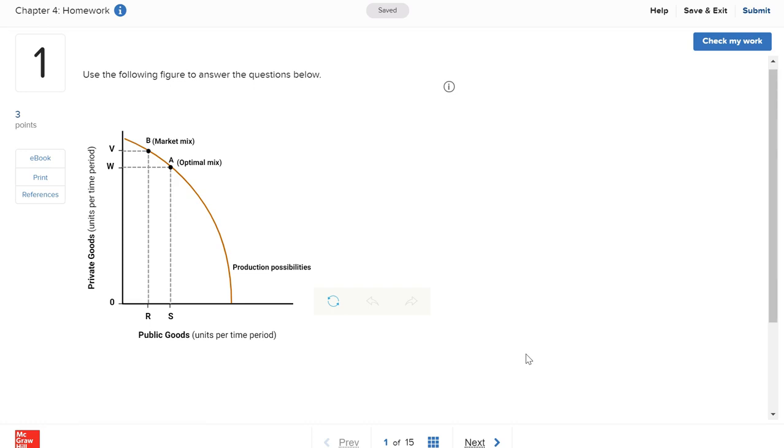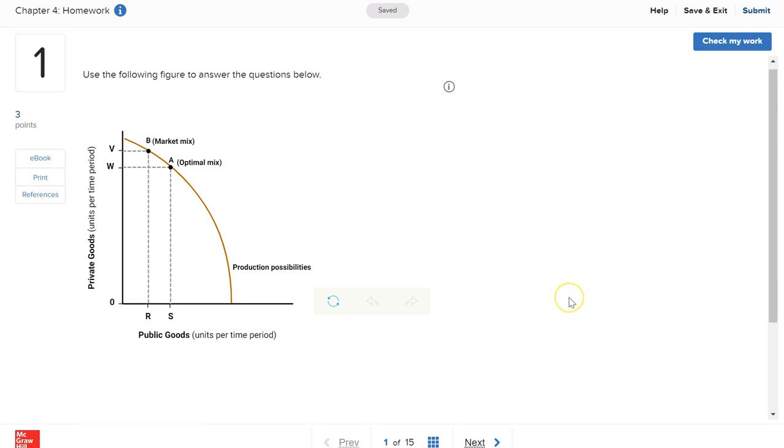Chapter 4 deals with market failure. Market failure is when the market fails to produce the optimal output, meaning what is best for society. Different types of market failures are discussed, and we are asked to recognize some of these failures graphically.